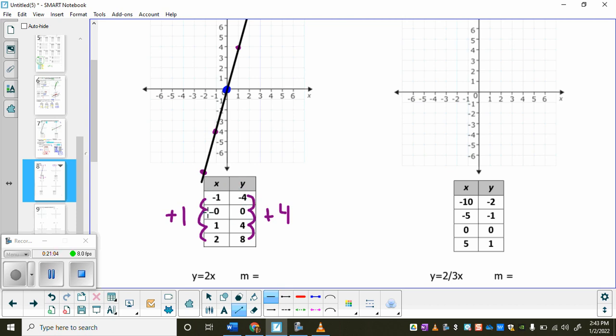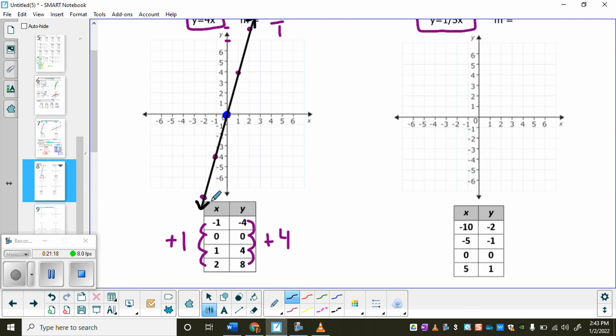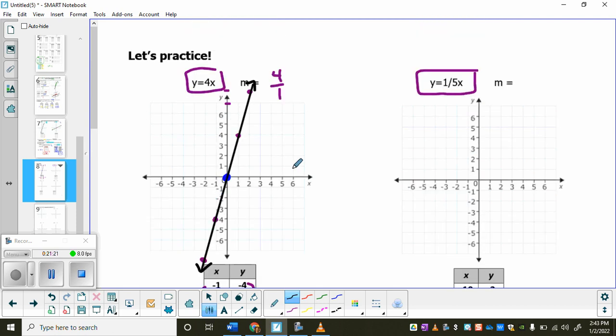Then this went up 4 while this increased 1. The y's went up 4 more, and then the x's went over 1. So again, up 4 and then x 1. Up 4 and then x 1. All right, the only thing I'm missing is my little arrows. Ka-ching, ka-ching. All right, and we are set.